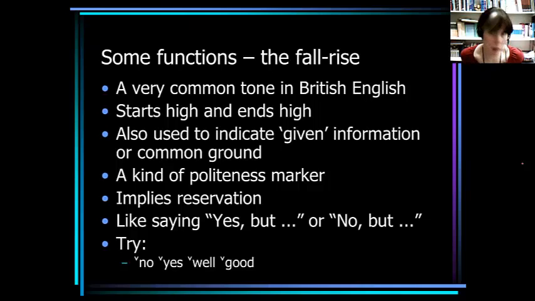It can be a kind of politeness marker. Very often it's used to indicate, well, I kind of agree, but I don't want to be rude enough to say that I'm not really very sure. And it can imply reservation. So it's a bit like saying yes but or no but. It's that kind of thing.